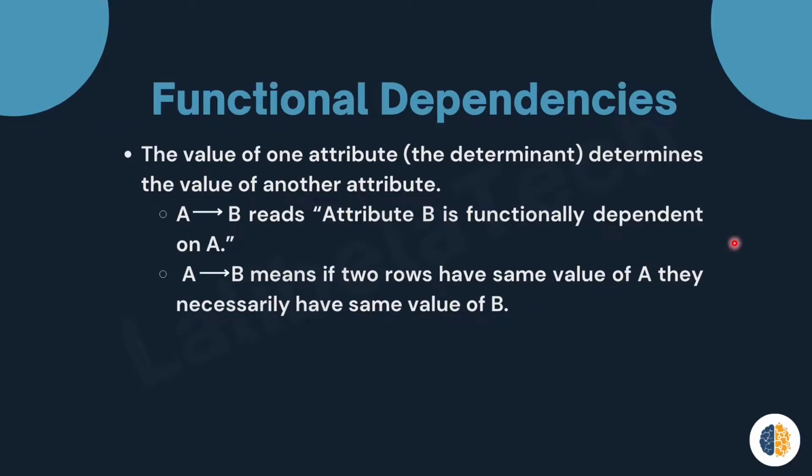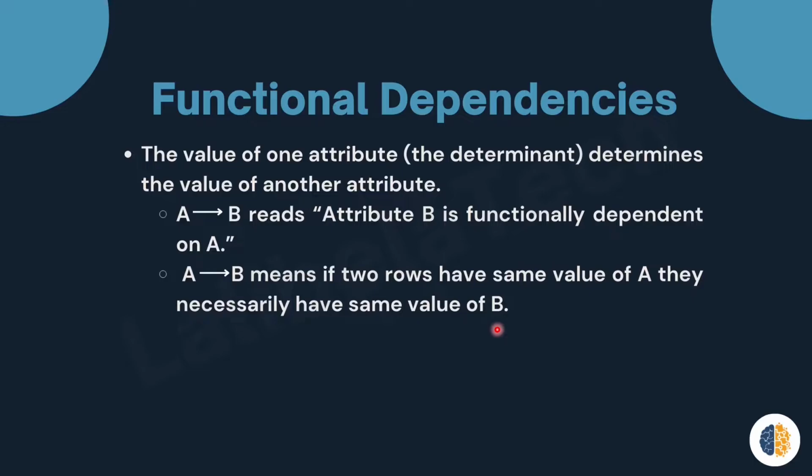In functional dependency, the value of one attribute determines the value of another attribute. We represent functional dependency using an arrow. From our elementary mathematics, we read this as A implies B. But in data management systems, we read it as attribute B is functionally dependent on A, which means if two rows have the same value of A, they necessarily have the same value of B.